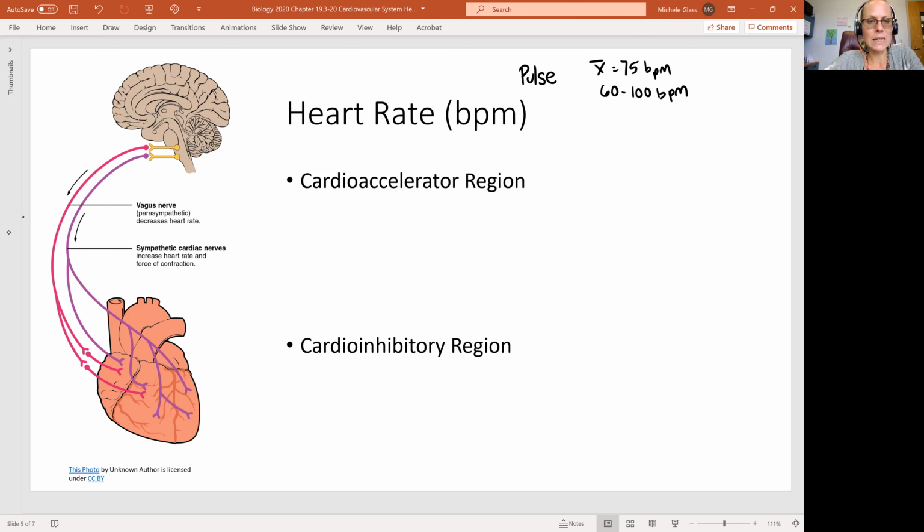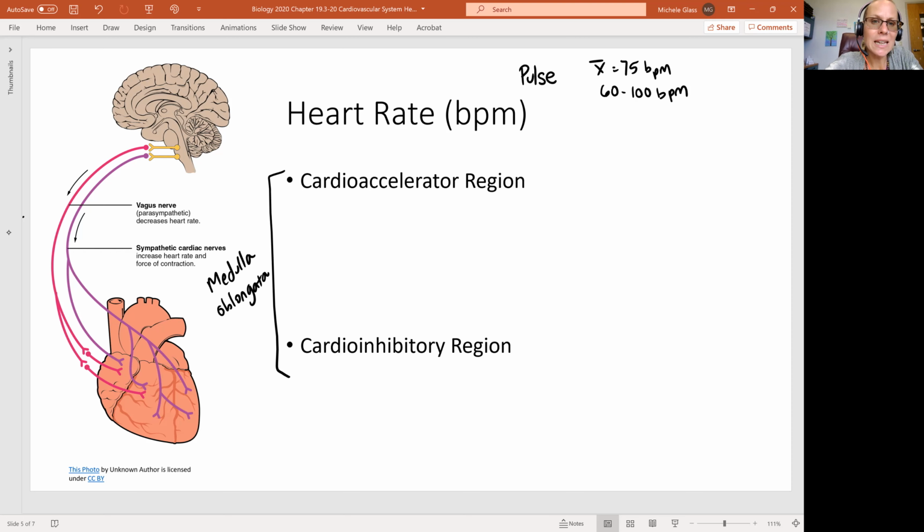Now, heart rate is something that is being controlled by the nervous system, endocrine system, and local factors. And so what we're looking at here is the nervous system control of the heart rate. I have this diagram that I've pulled off of Google, where you can see the brain, and we have neurons located, remember, in the medulla oblongata, which is the bottom part of the brainstem becoming continuous with the spinal cord.